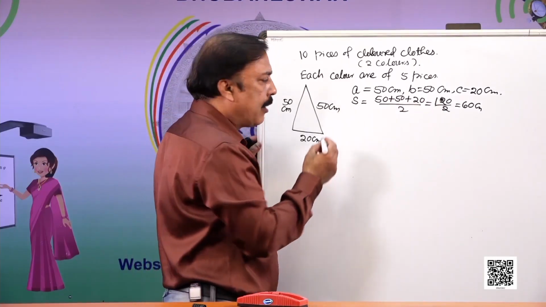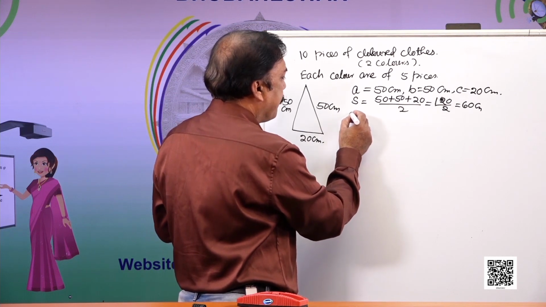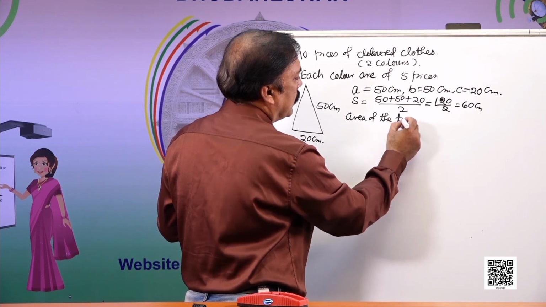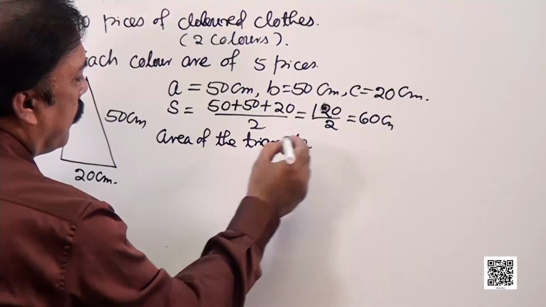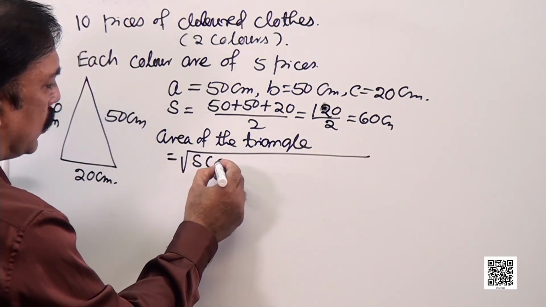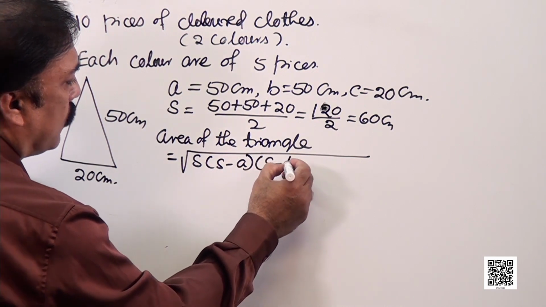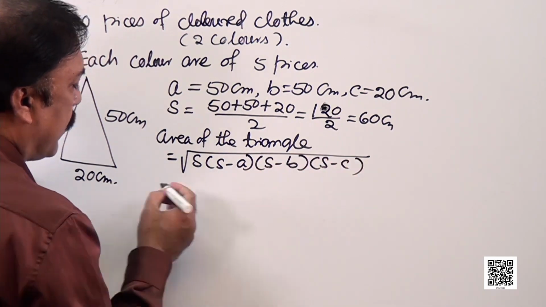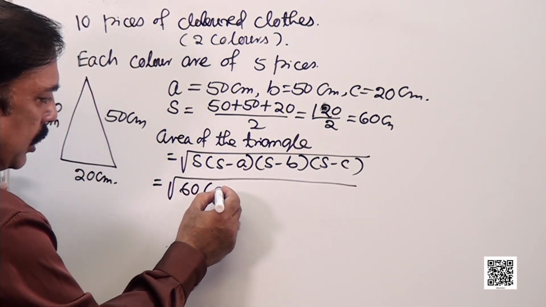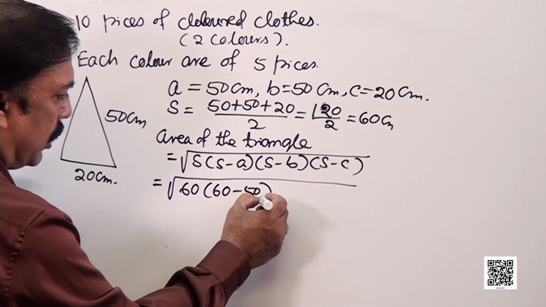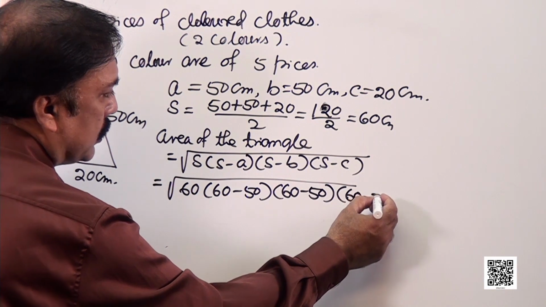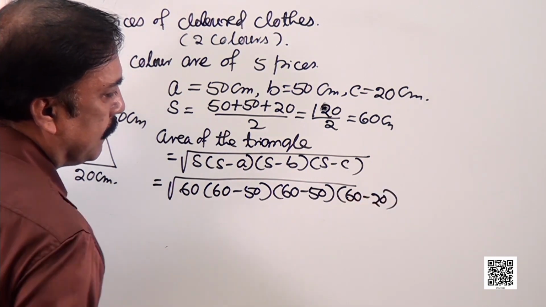So what is the area? Area of the triangle is equal to square root of S into S minus A into S minus B into S minus C, that is square root of 60 into 60 minus 50 into 60 minus 50 into 60 minus 20.